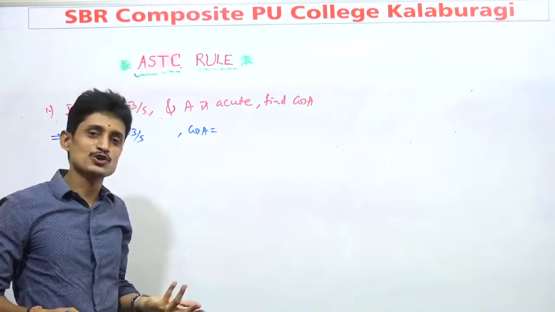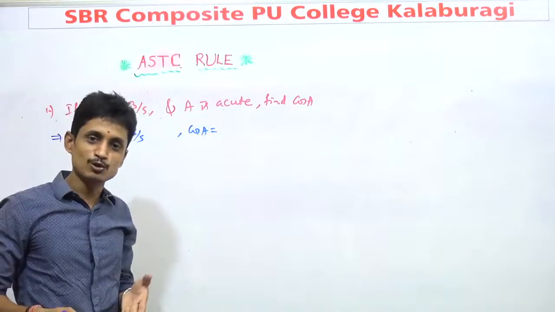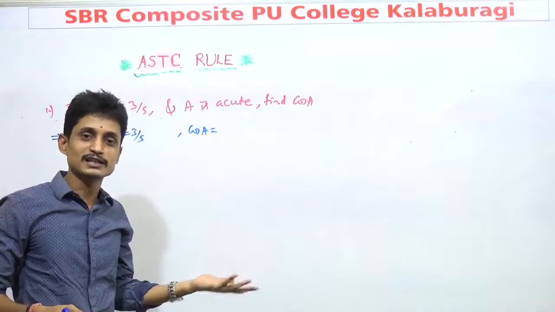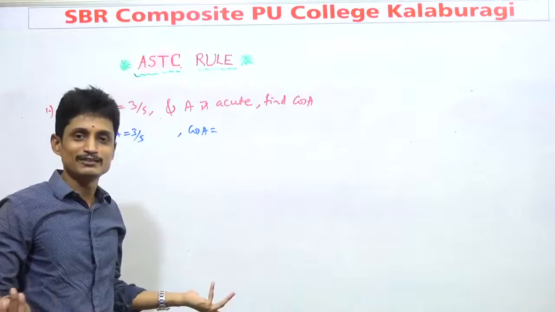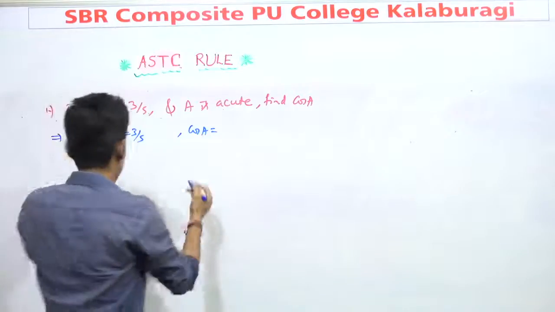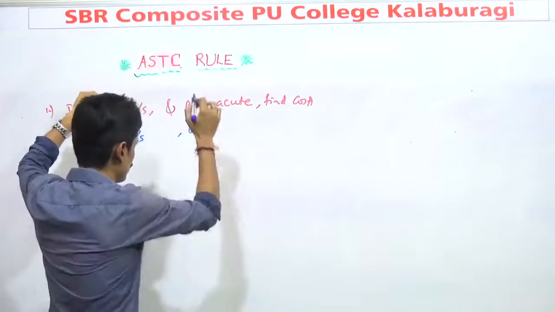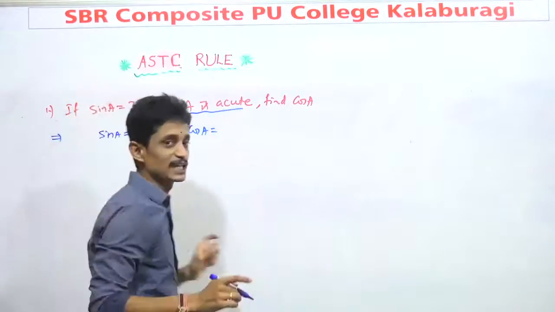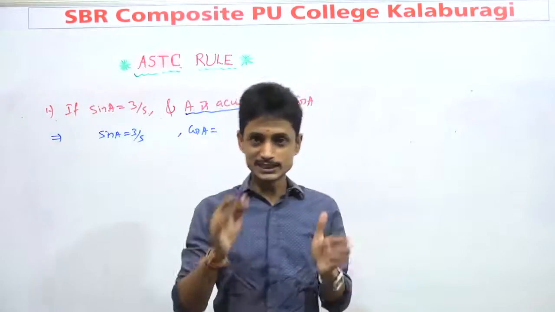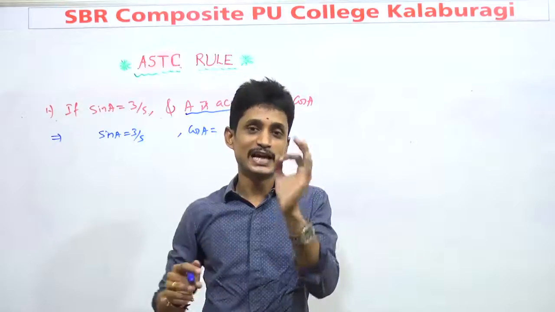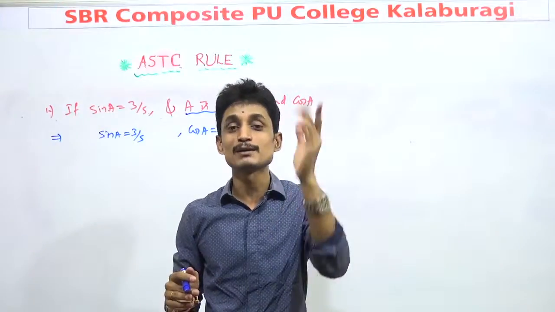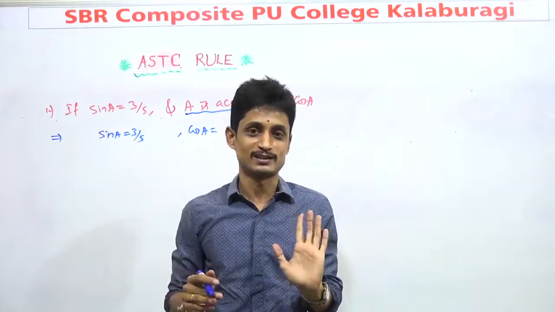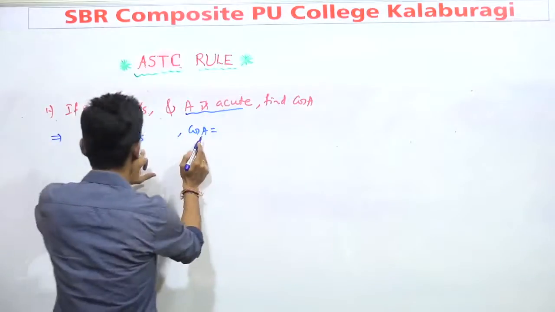Where is my ratio? Either it will be in the first and fourth, or in the first and second, or in the third. Where will it be? I don't know. That's why they must define A. We should focus on this A. A is acute. It means our angle, its terminal side, will be in the first quadrant. Clear?